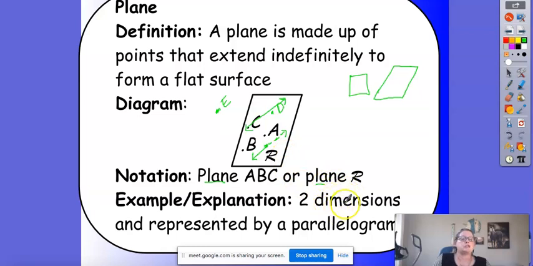A plane is 2 dimensions, it's not 3. In other words, it only extends out on each side. It's not underneath, it's not up above, it's got to be on the plane. It's 2 dimensions, and it has to be represented by a parallelogram. It can't be just a regular rectangle.